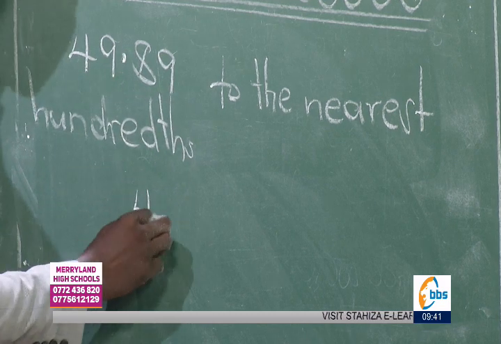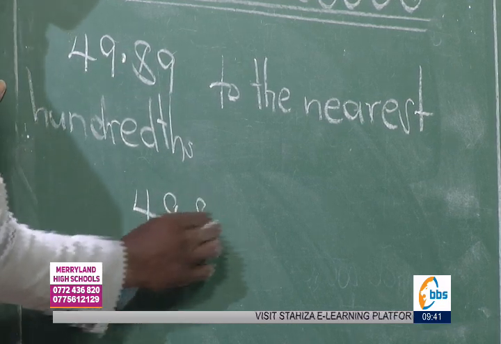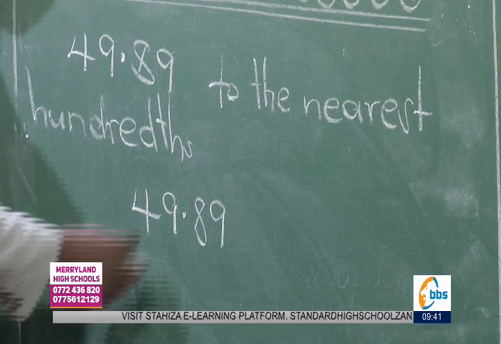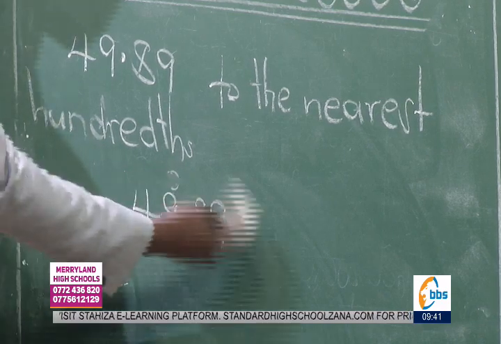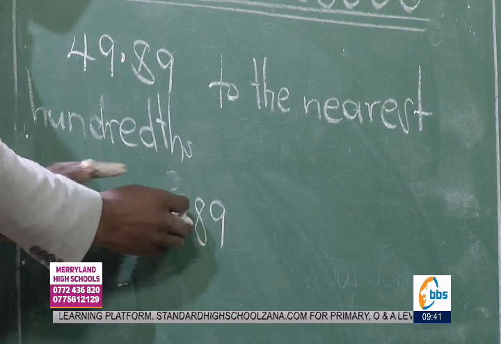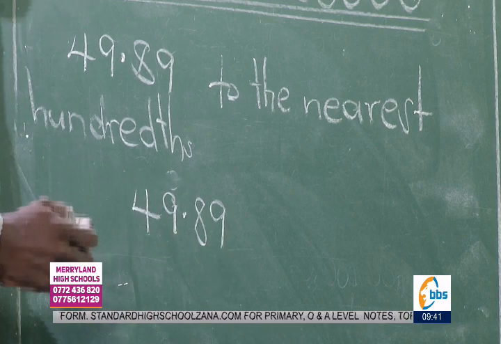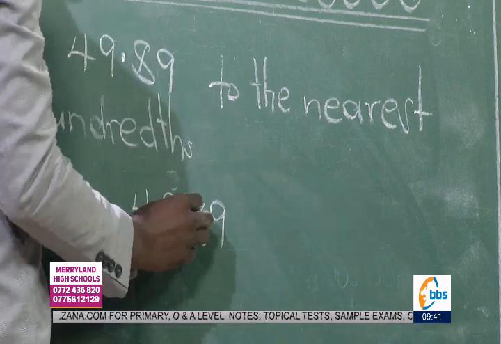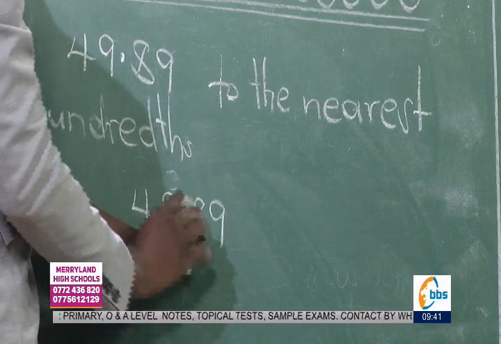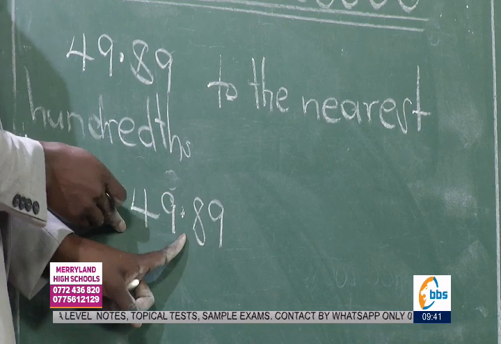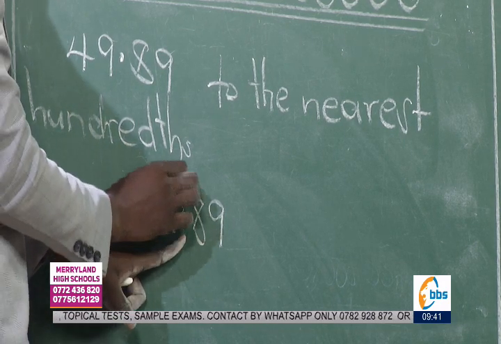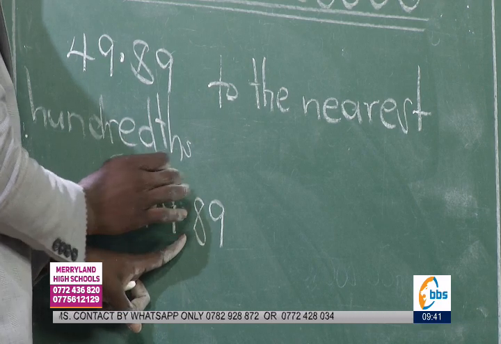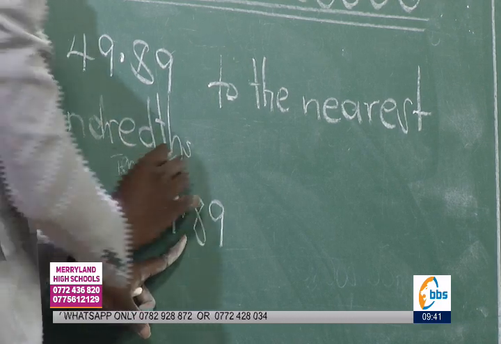Now, when a number is like that, this is 49.89. To the nearest 100th, it means to 2 places of decimal. This is ones. When you are giving place values, my dear viewer, I told you always know how to give place values. The digits on the right of the decimal point are the decimals. These ones on the left are whole numbers. So this is ones, and this is tens. 4 is in the place value of tens. 9 is in the place value of ones.